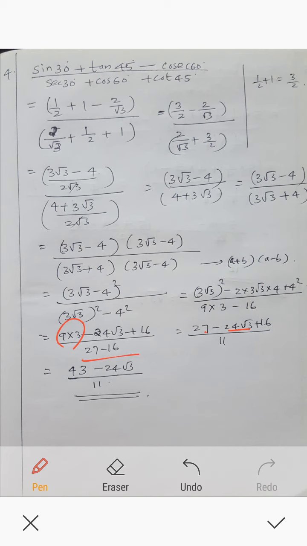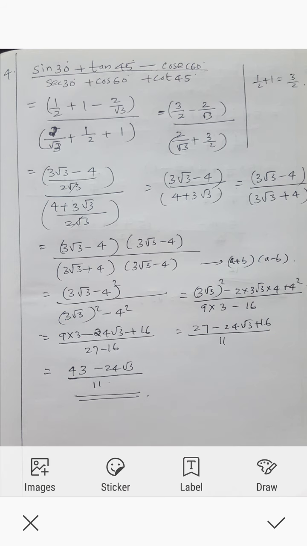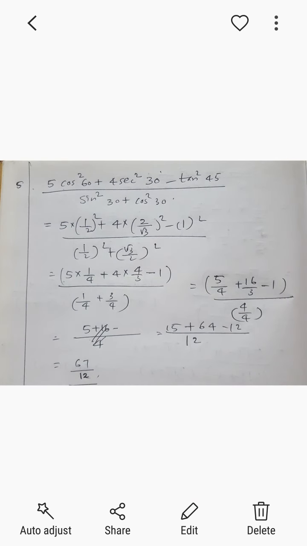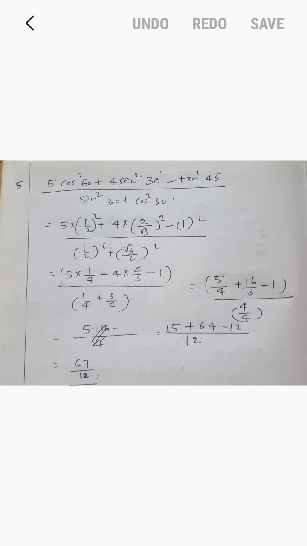A square minus b square, 27 minus 16 is 11. On simplifying, 27 plus 16 is 43 minus 24 root 3 by 11. That's the answer. The simplification must be very thorough for you. Next one.